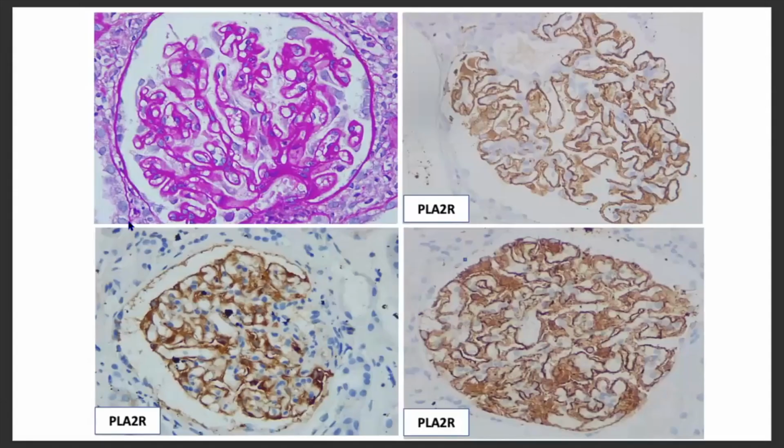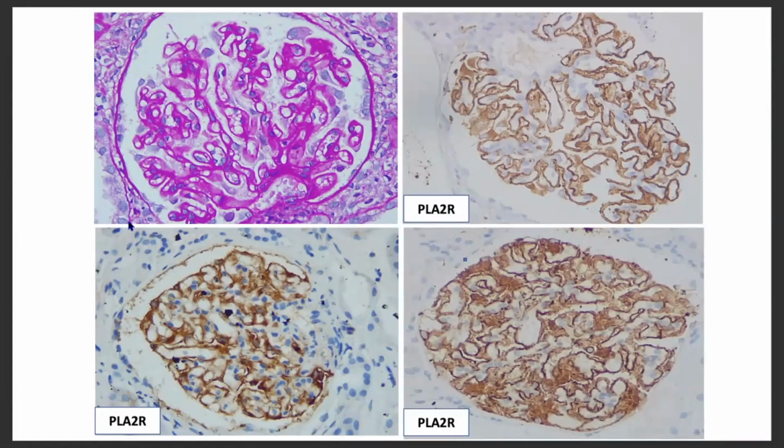So these are just a few images I would like to share about PLA2R staining. Unlike other stains, this is immunohistochemistry, by the way. We do immunohistochemistry to stain the PLA2R antigen in biopsy tissue. And the brown staining which you are seeing is representative of the antigen-antibody complexes which are formed there.